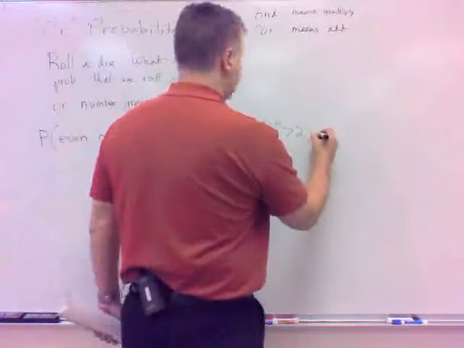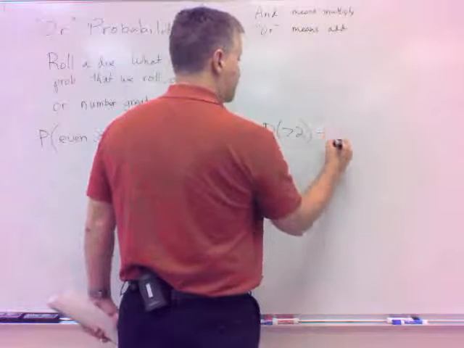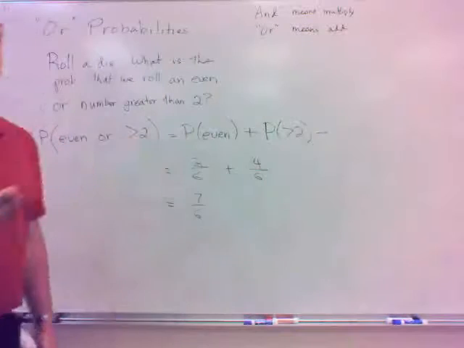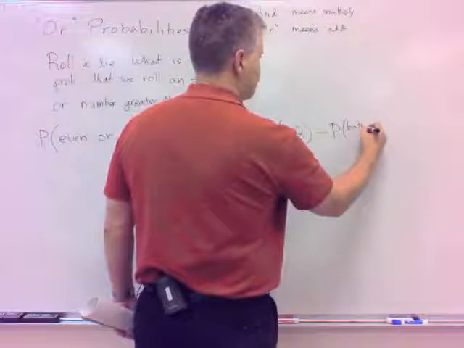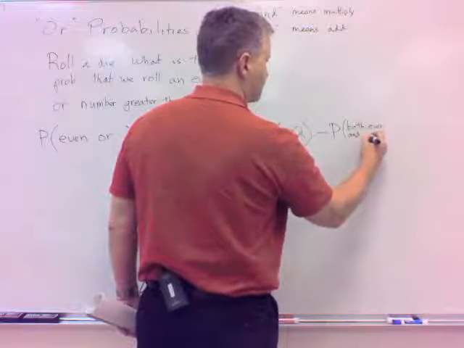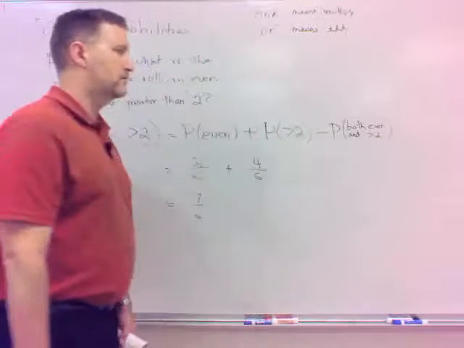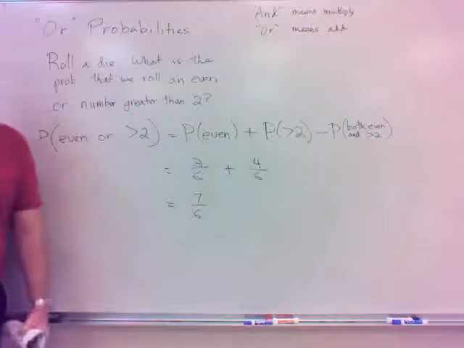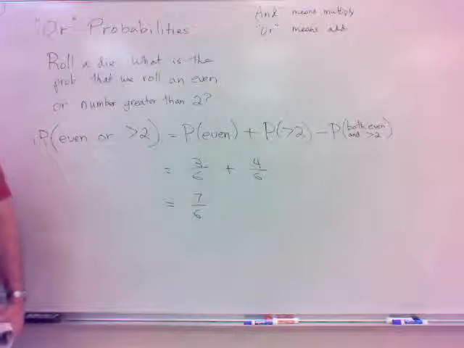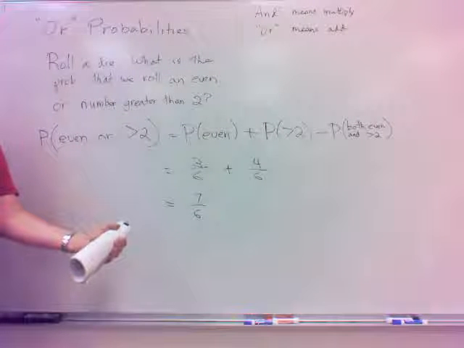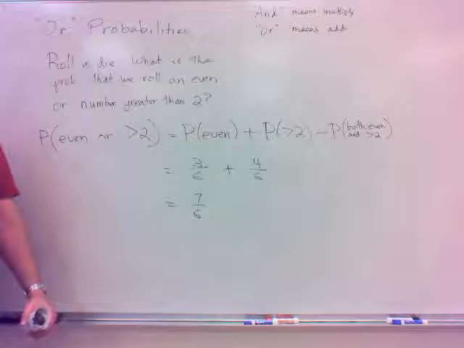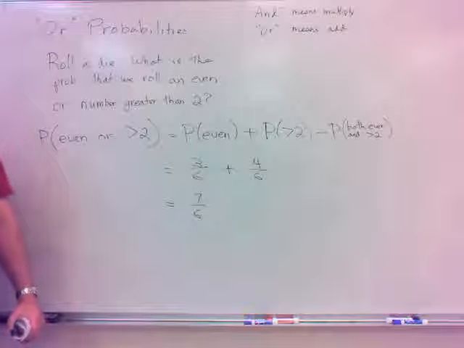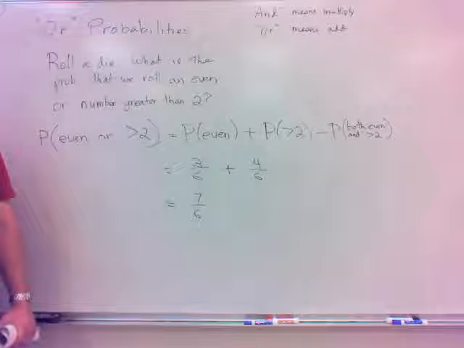So what I'm going to do on this formula here is put minus. I'm going to subtract out basically the overlap that I counted twice, so I'm going to subtract the probability that it's both even and greater than 2. See what I get when I subtract that. How many of them are even and greater than 2 at the same time? Well, 4 is even and greater than 2, so that would be 1. And 6 is even and greater than 2, so that'd be 2. 2 of them out of 6 are even and greater than 2.